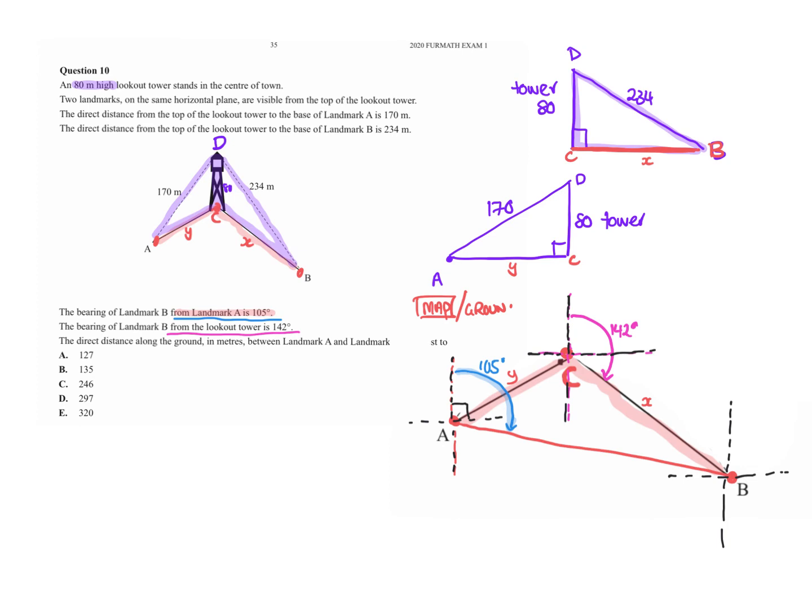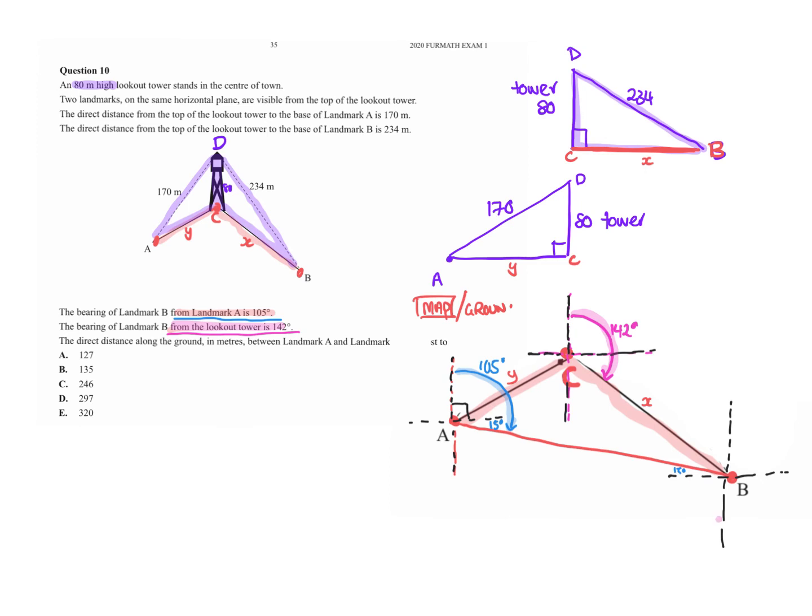If that's 90 degrees into that line, I can see that this little bit is 15 degrees in there, and if that's 15, we know that in here is also 15. Now I've highlighted in the pink the bearing of landmark B from the lookout tower. When you see the word from, that means that's where you're going to start. So from the lookout tower, so you can see I've done that, is 142.